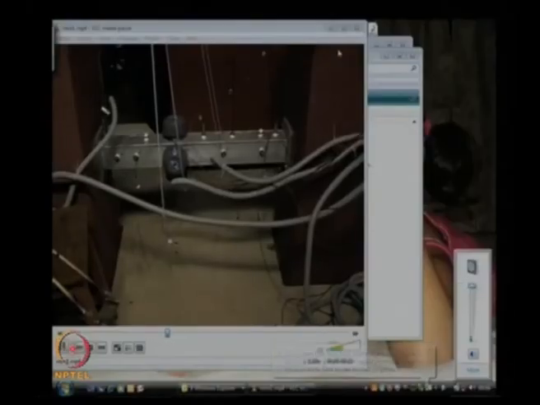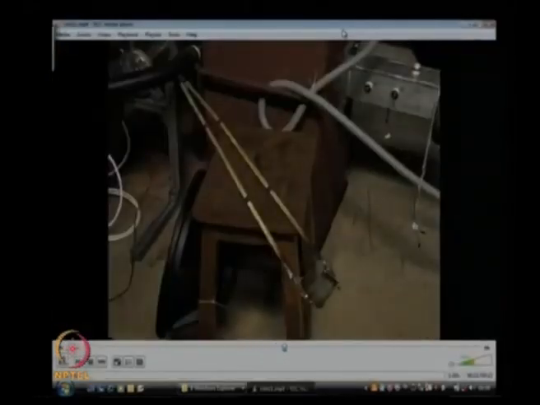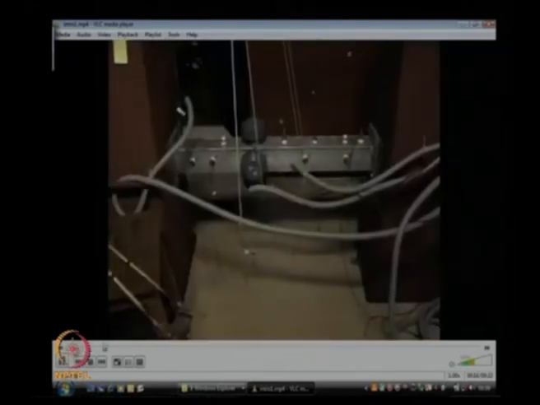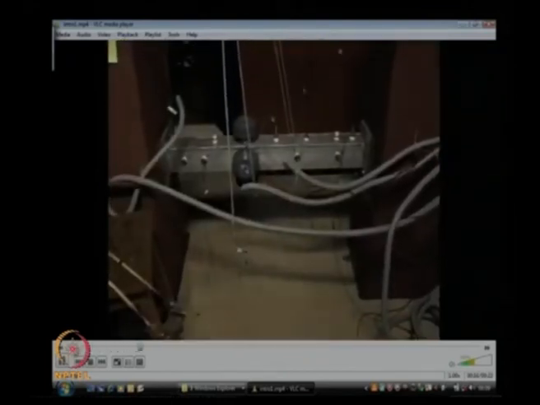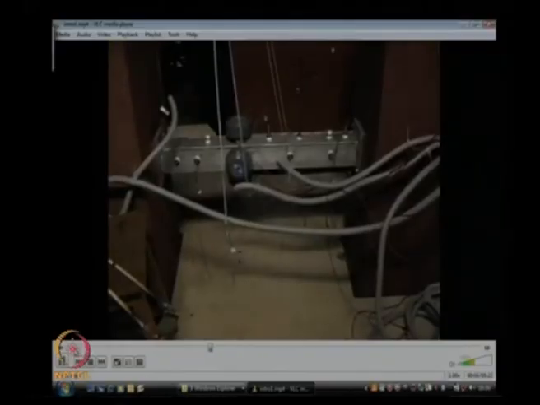So, the humming you hear is the sound of the blower. It went too fast, sorry. So, this is the Rijke tube. On the left side, there is a decoupler or a settling chamber. On the right side also, there is a decoupler. This is the heater which is used to provide the heat release rate.